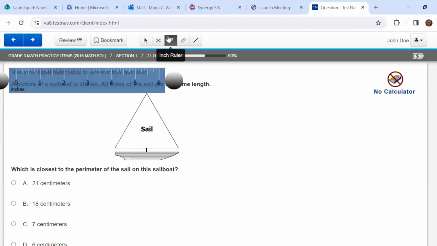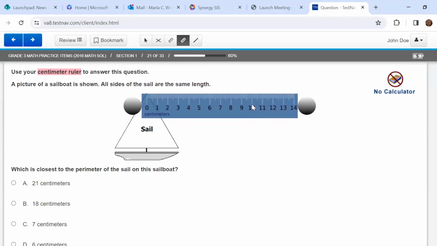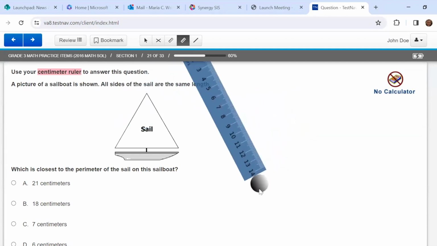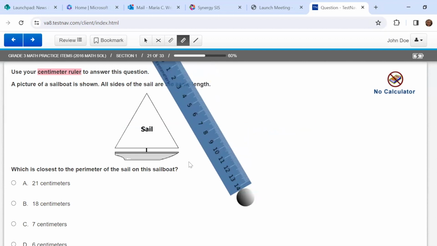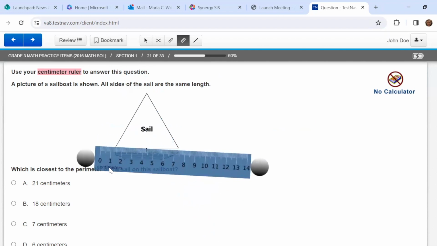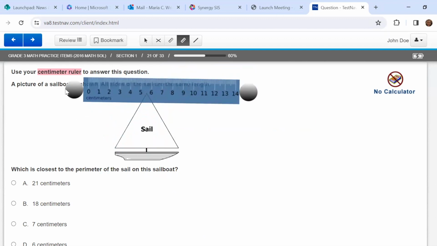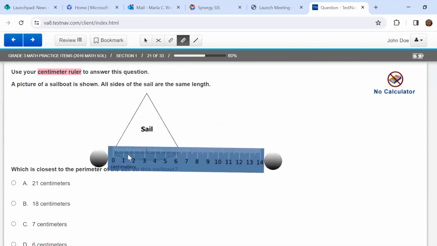And if you accidentally click the wrong one, just click on the other one. That's okay. All right, I need to line up the 0. I'm going to rotate my ruler using the balls, line it back up. Looks like 6 centimeters. And I think every side's going to be the same length, but I'm just going to double check. 6 and 6.